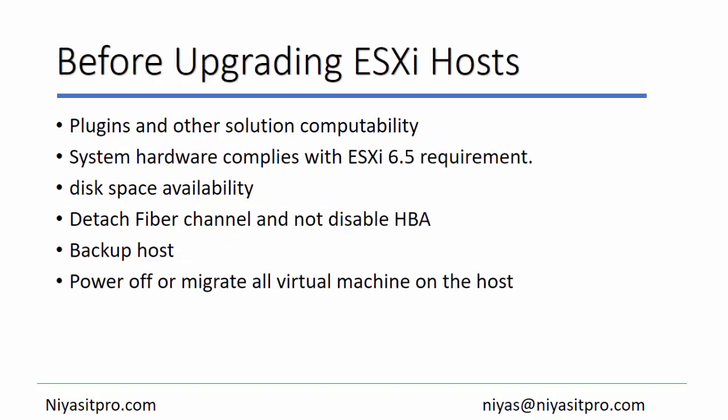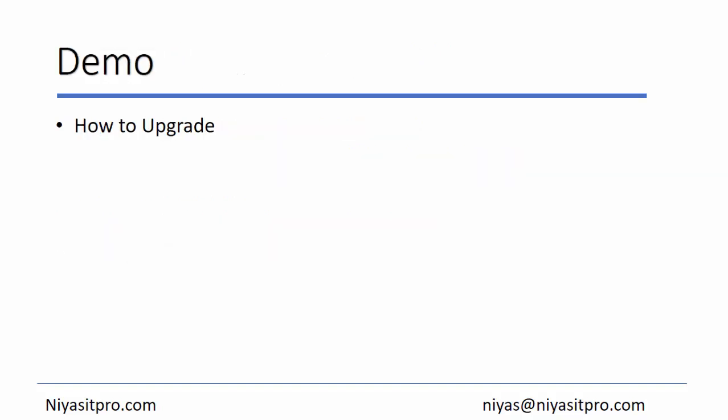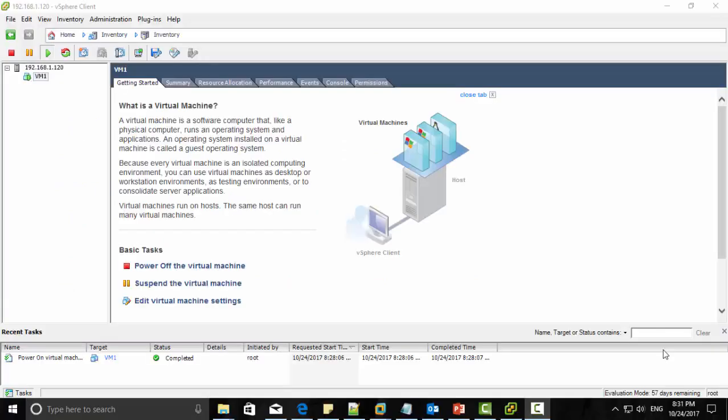Here are some key points that need to be checked before you proceed to upgrade. Check and confirm that your installed plugins and other VMware solutions are compatible with the ESXi version that you are going to upgrade to. It is recommended to detach Fibre Channel connections, but this is not mandatory; you can even do it on the fly. Make sure you have a proper backup to revert in case of any failure. You need to power off, or choose to migrate, all virtual machines to another host during the upgrade. Now let us see a demo on how to upgrade an ESXi host from 5.1 to 6.5.